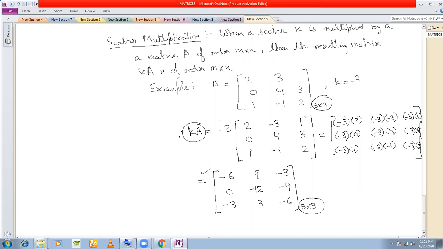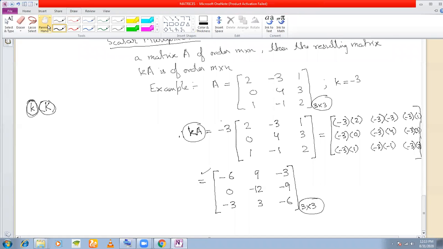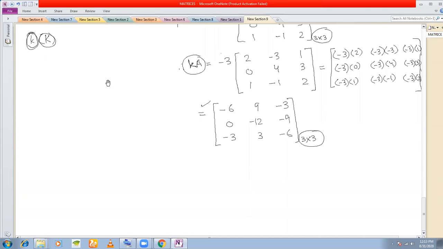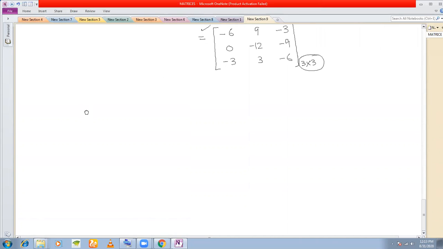Remember, this is small k. Scalars are denoted by small k. Matrices can be denoted by capital K. So when we are talking about scalars or numbers, we use small k. When we are talking about matrices, we denote it by capital K. Okay, and finally, multiplication of matrices.